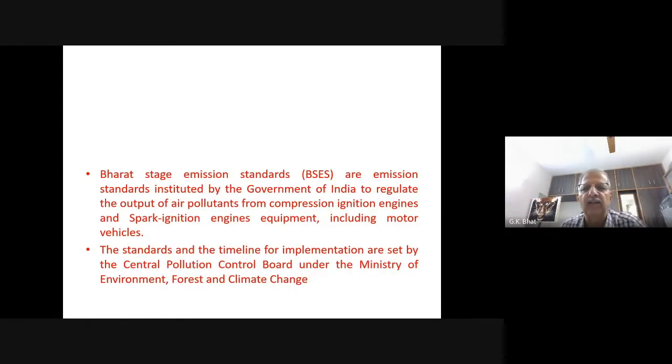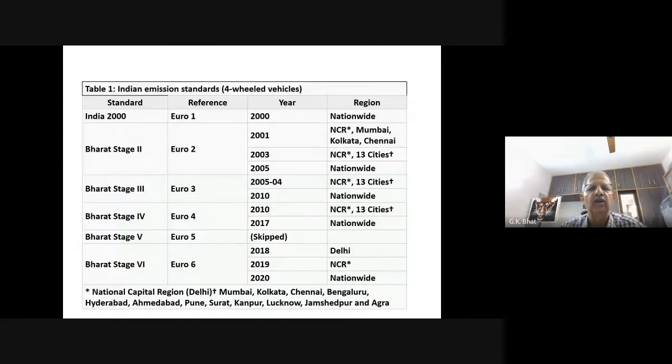Bharat Stage Emission Standards, BSES, are emission standards instituted by the Government of India to regulate the output of air pollutants. It is to regulate the output of air pollutants, and that is why your emission test is done. This is from compression ignition engines, spark ignition engines and equipment, including motor vehicles. The standards and timeline for implementation are set by the Central Pollution Control Board, very important. The Central Pollution Control Board, CPCB, is under the Ministry of Environment, Forest and Climate Change.